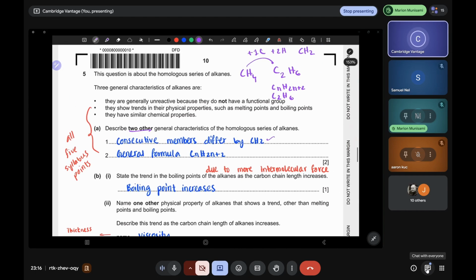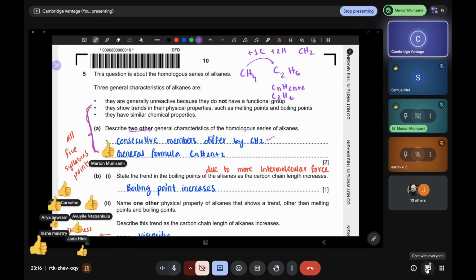That is required. So if you want to take a note, these are all the 5 points that you could possibly write to describe characteristics of homologous series. There isn't anything else in your syllabus that you could write down over here. Is that clear for all students? Yes, sir. All right, thank you for your answer.